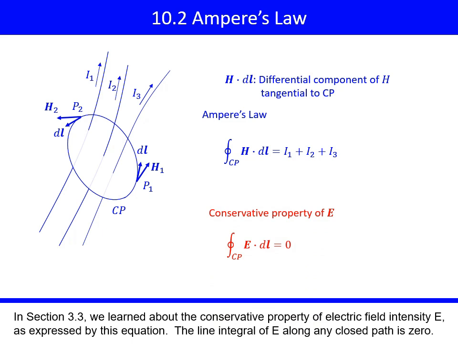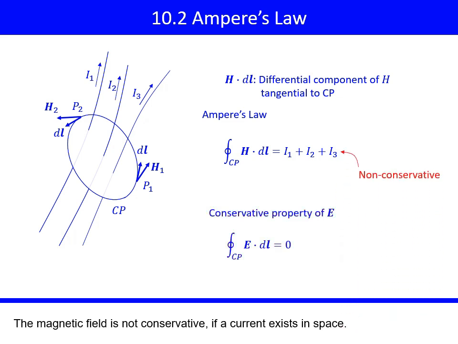In section 3.3, we learned about the conservative property of electric field intensity E, as expressed by this equation. The line integral of E along any closed path is 0. The magnetic field is not conservative, if a current exists in space.